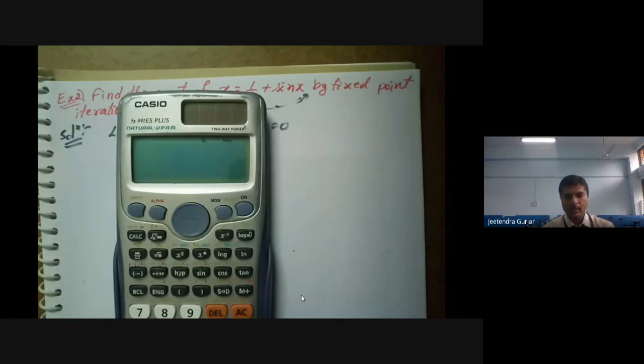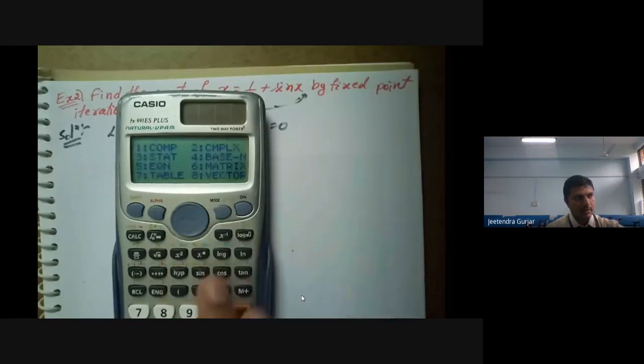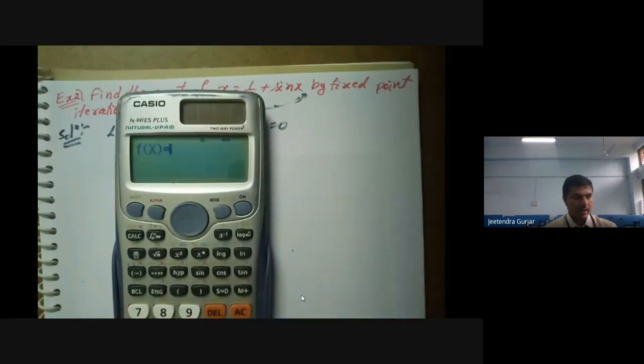That means the root lies between 1 and 2. It is clear now, but I want the step length at least in division, that is 0.1. So what I have to do, I'll go with mode 7. When I go for mode 7, you will get the table. Till here you have understood.